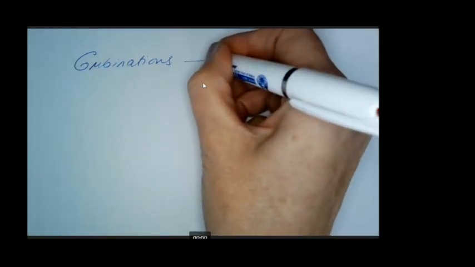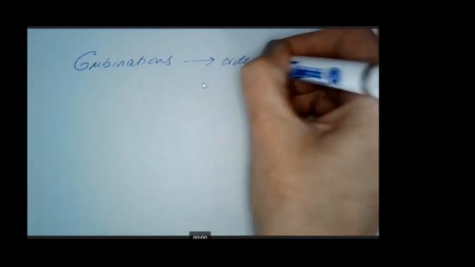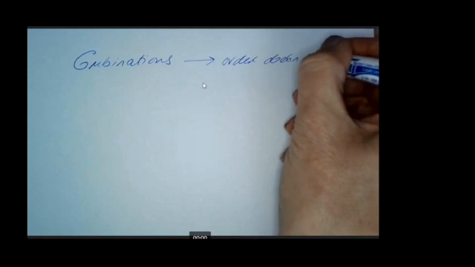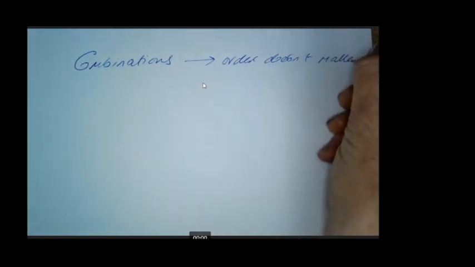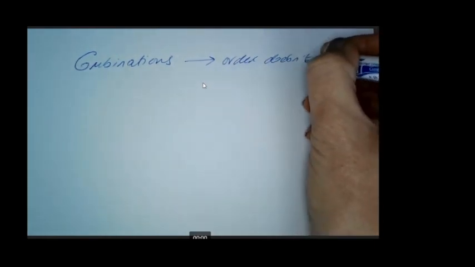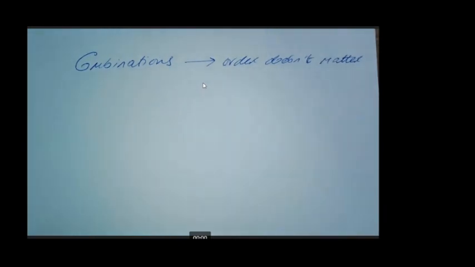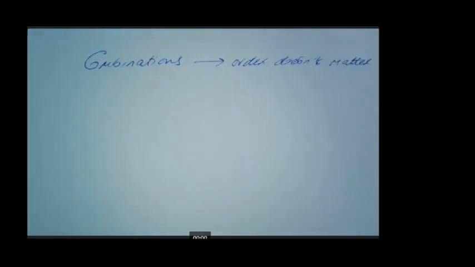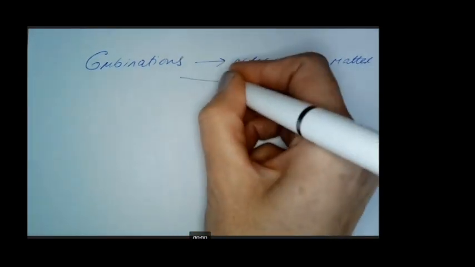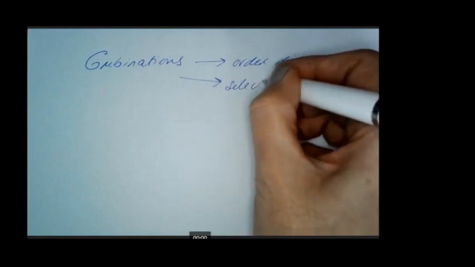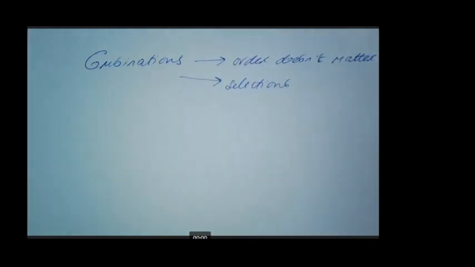Okay, so in this video, we're going to look at combinations. The key thing with combinations is that with these, order doesn't matter. And just like with permutations, it was easy to remember that a permutation was connected with an arrangement. For combinations, it is connected with your selections, okay?